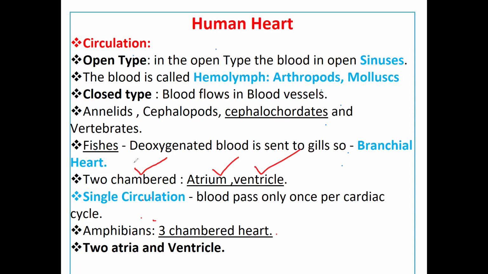Remember, there are five groups of gnathostomes in the vertebrata. So fishes, amphibians, reptiles, birds and mammals. So fishes have two chambers, amphibia have three chambers, two atria, one ventricle.